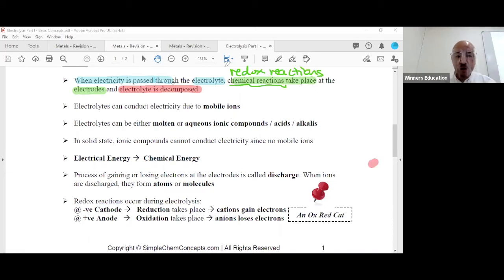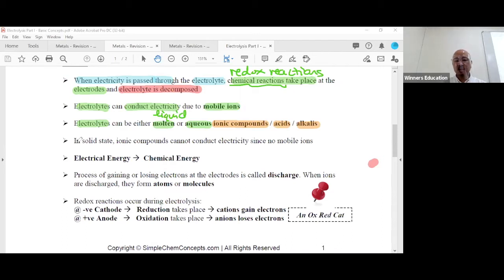Who are the electrolytes? Electrolytes allow you to conduct electricity. They have mobile ions. We learned this since Sec 3 acid-base-salts. Electrolytes can be either molten, meaning liquid, or aqueous. What can they be? They can be ionic salts. Molten salts conduct electricity. Soluble salts conduct electricity. Everyone okay? Because they have mobile ions. They can be acids and alkalis because they dissociate to give you ions.